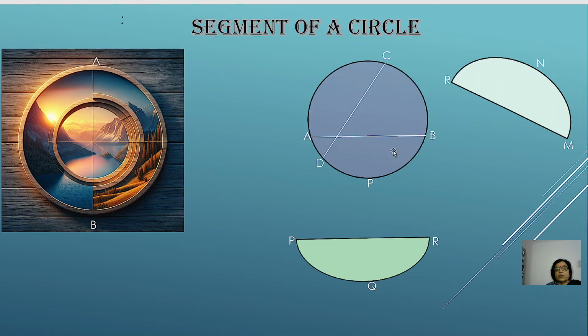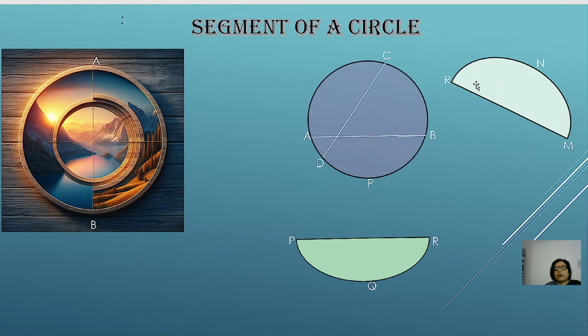We can draw chords of other measurements in different directions and divide the circle into two unequal parts. AB is the chord over here and APB is the minor segment, ACB is the major segment. Similarly, CD is another chord in the oblique direction. It is dividing the circle into CAD one segment and CBD another segment.